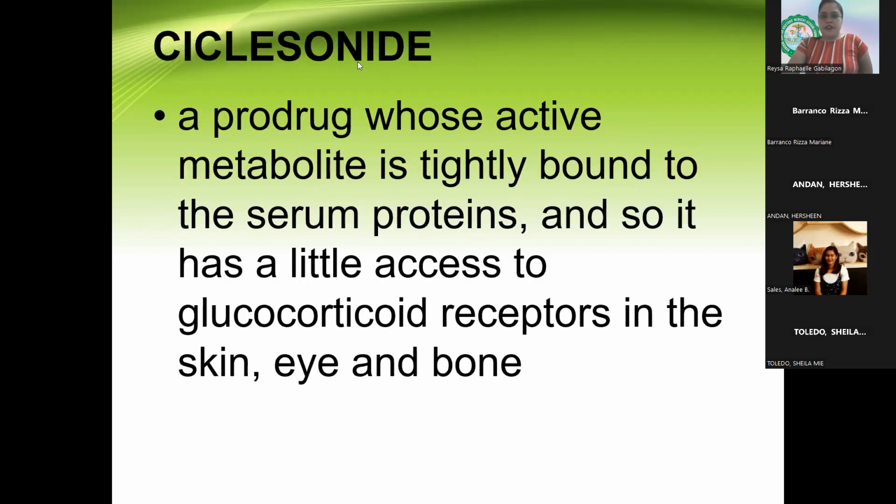So be careful. We have another drug here. Ciclesonide is a prodrug, and its active metabolite has high protein binding. You have that in your biopharmaceutics, right? One thing we need to consider in the distribution of a drug is protein binding. Ciclesonide is one example of a drug with a high level of protein binding. Since it binds to protein, which is large, it does not easily pass through cell membranes. The consequence is it does not easily gain access to the glucocorticoid receptors in the skin, eyes, and bones. So the result is that this corticosteroid has a lesser risk of osteoporosis or cataract.